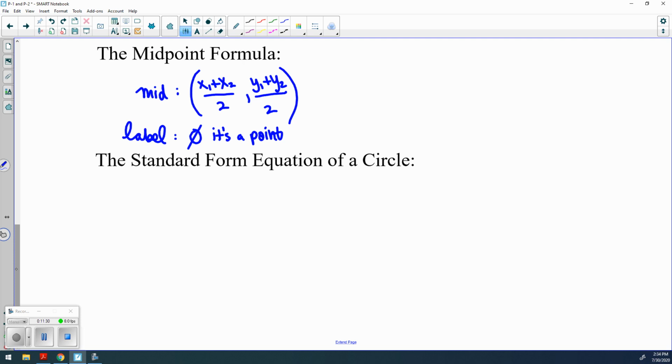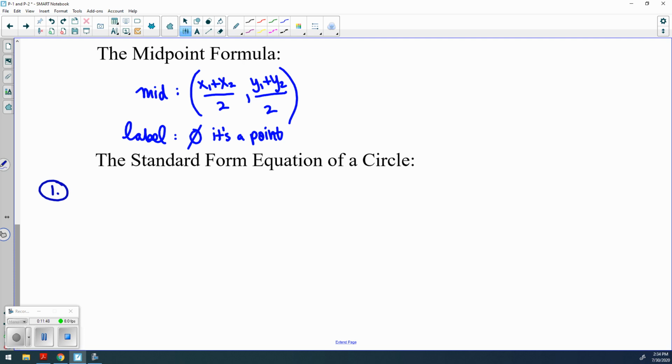The last thing I want to go over, and then I'll sign off, is the standard form equation of a circle. This is something I think we're going to need to work a little bit more on, because this is something we would have covered last spring. All right, so we're going to have to fit in 3 examples.